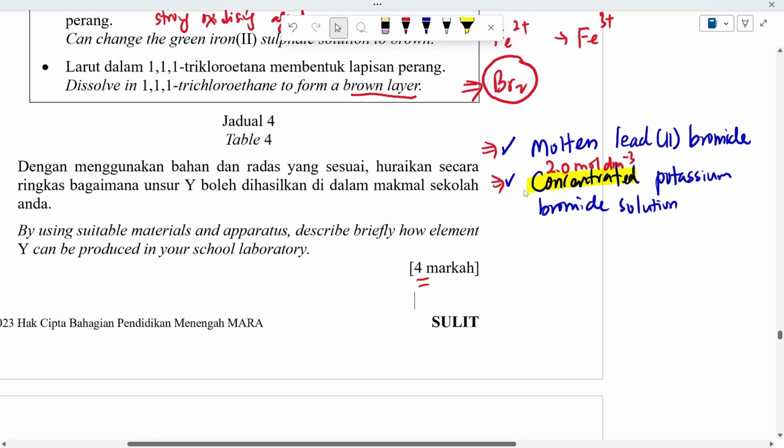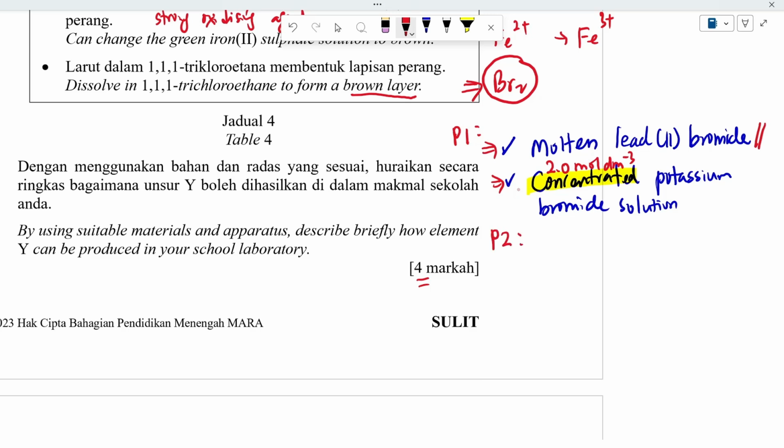So this is a 0.1. No? You can choose any one of these. You can choose this one or you can choose this one. Molten lead bromide or concentrated potassium bromide solution. Okay? Here, because the question mentioned suitable materials, so describe how you can produce bromine later on. So this is a requirement of the question.